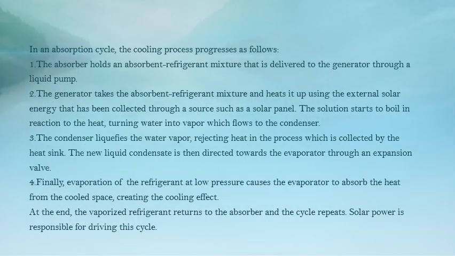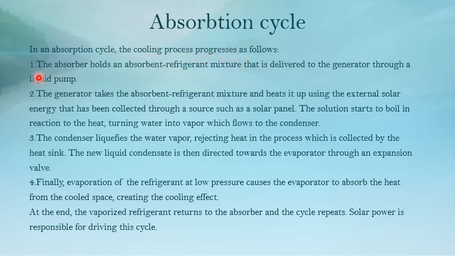So as we studied, there are three main popular techniques for solar cooling: the absorption cycle, the desiccant cycle and the solar mechanical cycle. The first and foremost is the absorption cycle. In an absorption cycle, the cooling process progresses as follows.